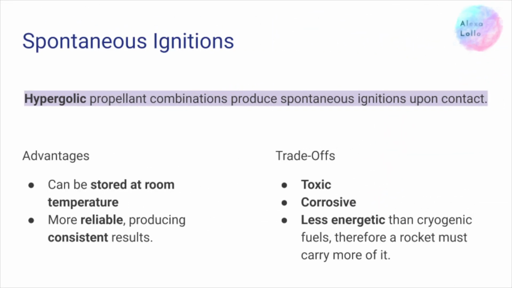Hypergolic propellant combinations produce spontaneous ignitions upon contact. Some of the advantages of hypergols are that they can be stored at room temperature. They're often more reliable and produce consistent results. Some of the trade-offs are that they are often toxic and corrosive. They're often less energetic than cryogenic fuels, and therefore a rocket must carry more of them.